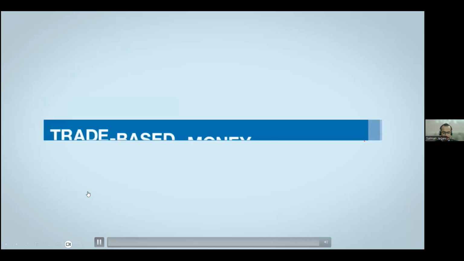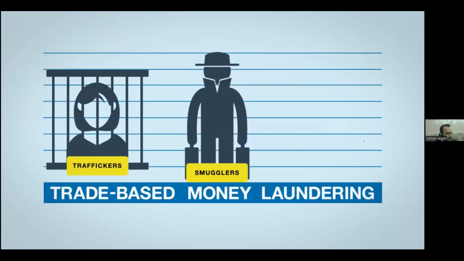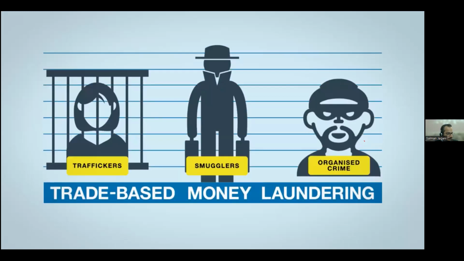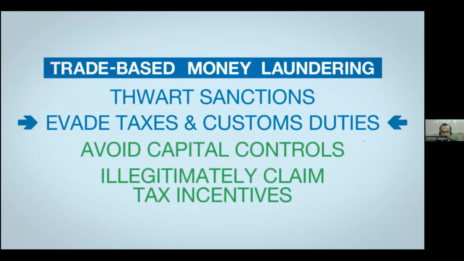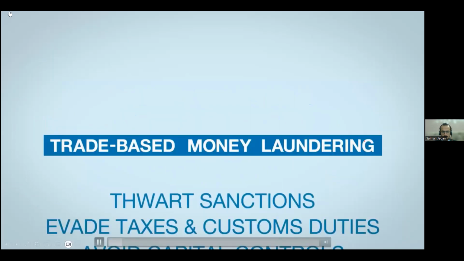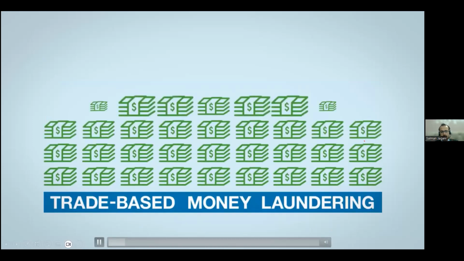Trade-based money laundering is one of the main ways criminals like traffickers, smugglers, and organised crime groups try to disguise and move the proceeds of their crimes. They also use trade-based money laundering to thwart sanctions, evade taxes and customs duties, avoid capital controls, or illegitimately claim tax incentives. The amounts these criminals can launder in this way are substantial, estimated to be at least many hundreds of billions of dollars each year. Unless action is taken, these figures are only going to increase.